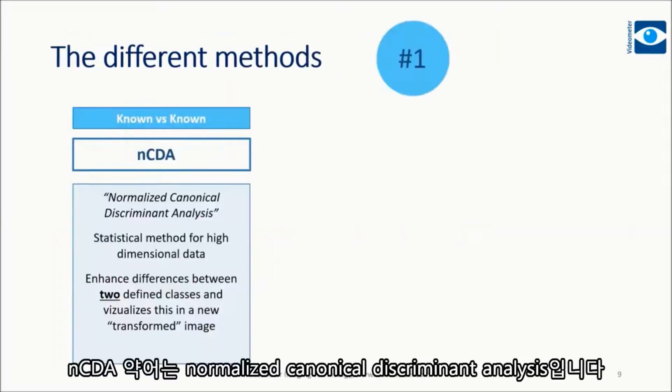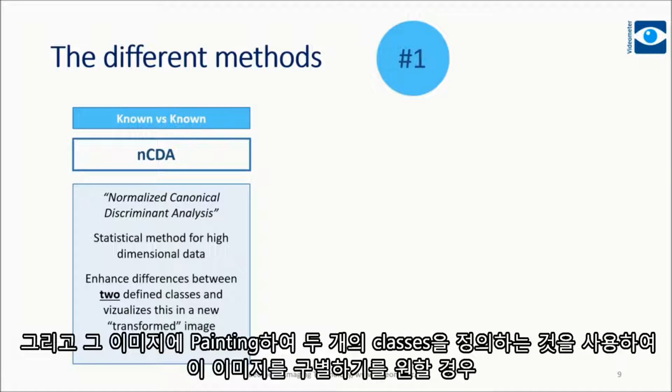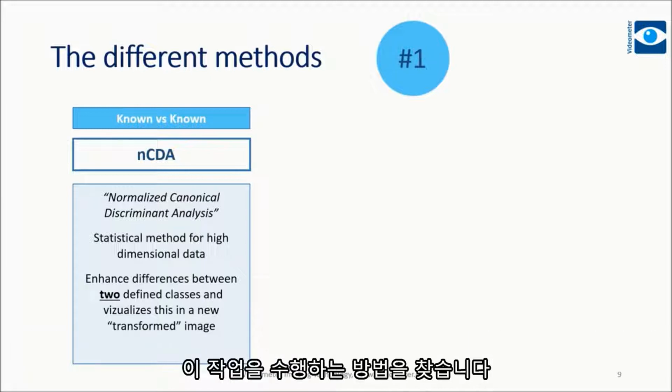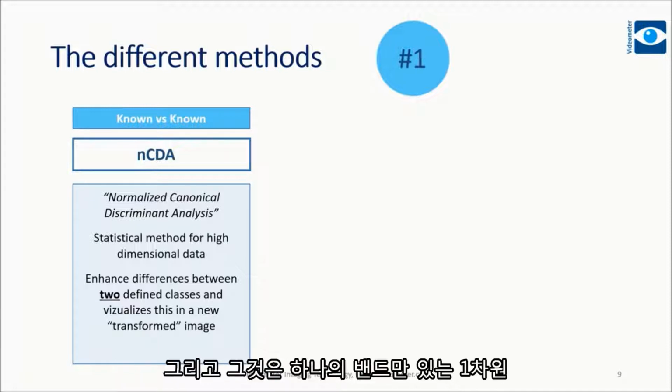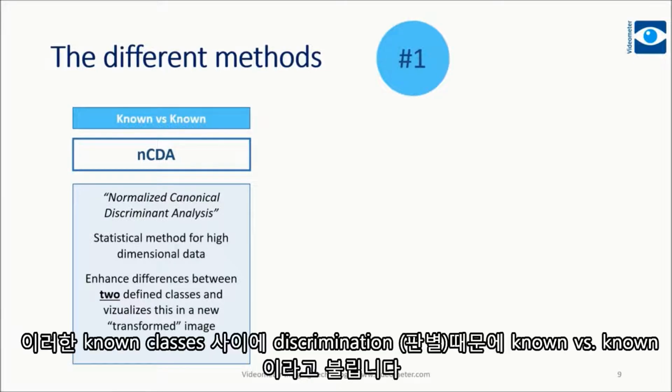First up is the NCDA transformation. NCDA stands for Normalized Canonical Discriminant Analysis. It is the statistical method which can take high-dimensional data, in this case our multispectral images, and then when the user defines two classes by painting in the image that he/she wants to separate or discriminate between, this method finds a way to do this and maps the result into a one-dimensional image with only one band. Due to this discrimination between the known classes, we call this a known versus known case.